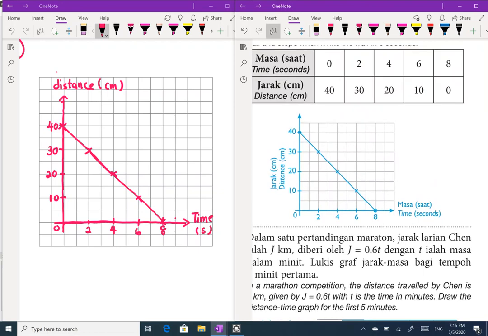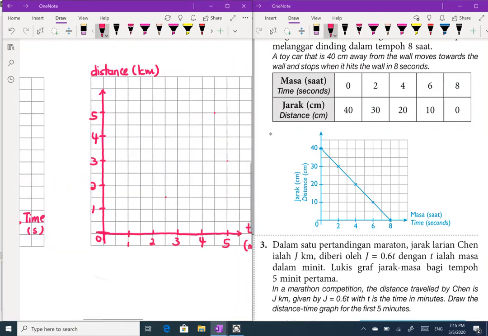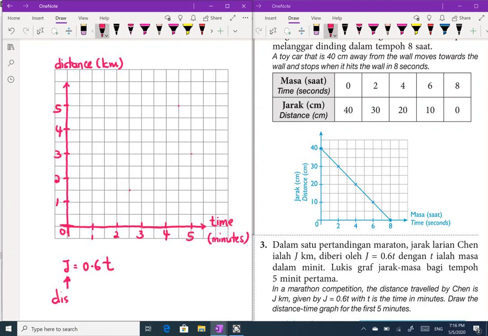Okay, we go to see question 3. 看第三题。In a marathon competition, the distance traveled by Chen is J kilometers. 他说在一个马拉松的时候，Chen 跑的路线是 J kilometer. J is equal to 0.6T. That means J is the kilometer, J is your distance, and T is the time. Draw the distance time graph for the first 5 minutes. 意思说我要0到5的时间，然后它的 distance. So I want to draw the graph with the time 0 until 5 minutes and the distance corresponding.